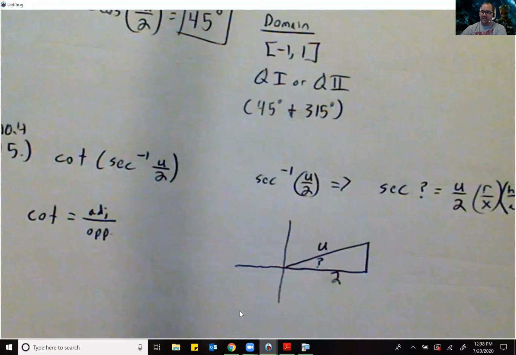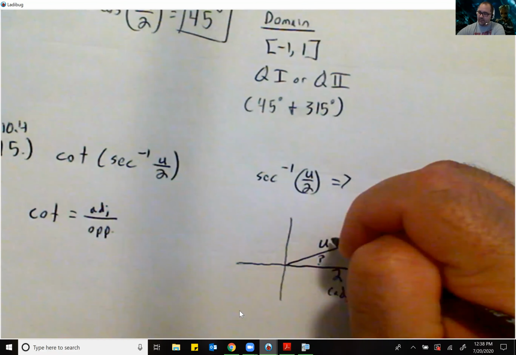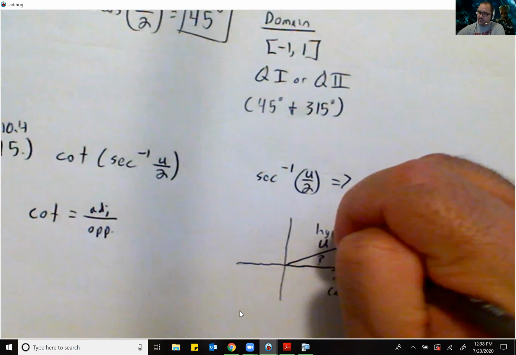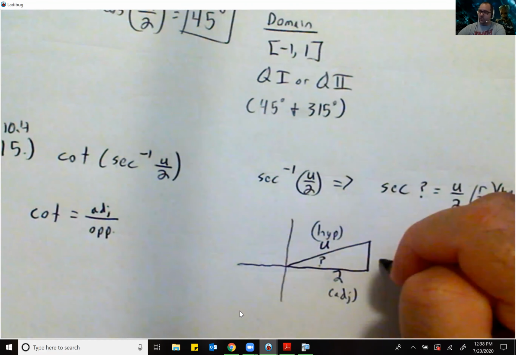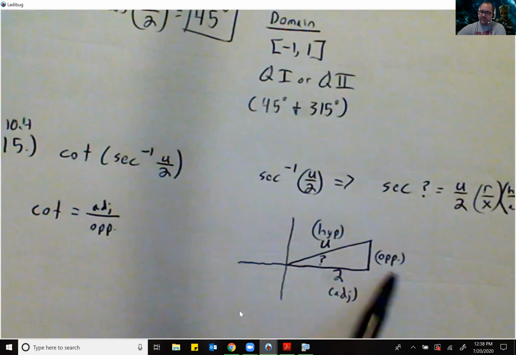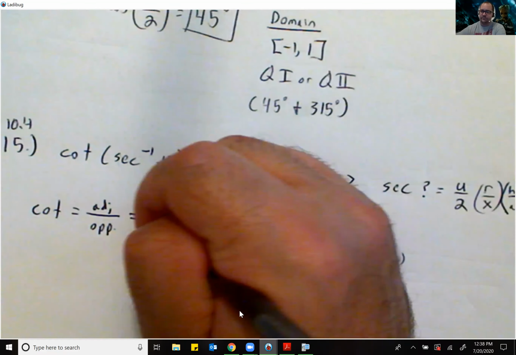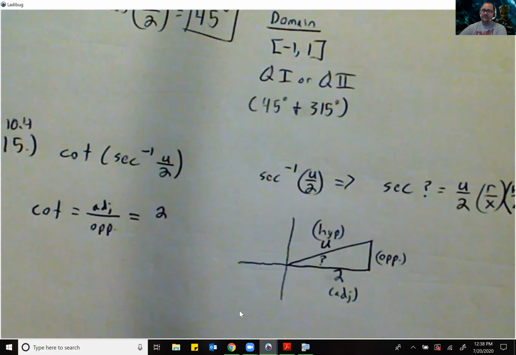So we already know what the adjacent is. That's this guy. This is the hypotenuse, or your R value. This is the opposite. So we need to do a little bit of work and find out what the opposite is, okay? Because we already got the adjacent. The adjacent is 2, okay? So we need to find the opposite.